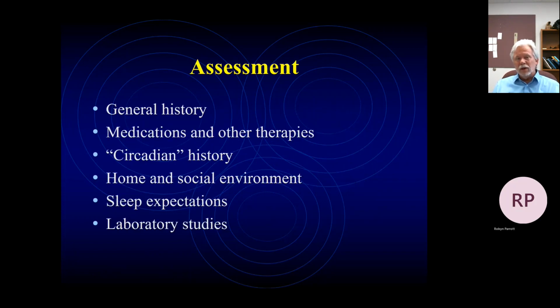We do a general history about medical and social issues, review their medications and any other kind of therapy they may be using, and then do what I call a circadian history, but it's a 24-hour history. When do you get up in the morning? What is that like? How do you feel? Or if the person can't verbalize, how does the child behave?